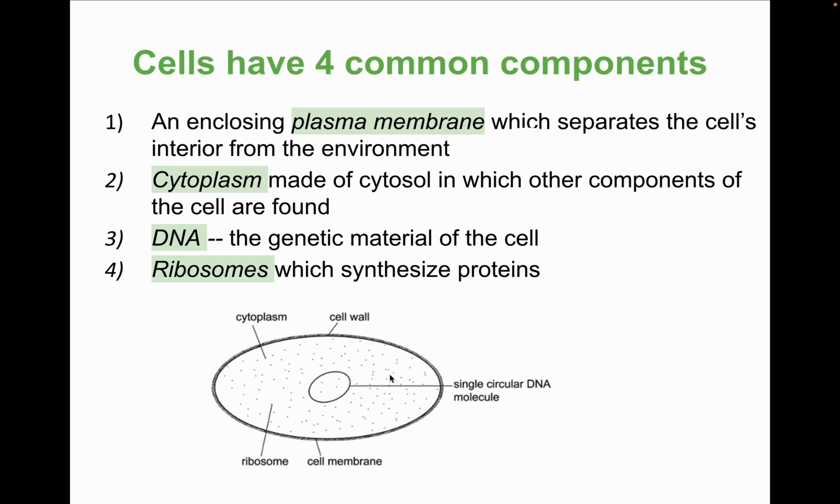It's kind of like a gooey gel kind of environment, and there are a lot of other components of the cell floating around the cytoplasm. There is the DNA, which is the genetic material of the cell, and we also have ribosomes, which synthesize proteins. I will be able to cover all these in the rest of the slideshows.